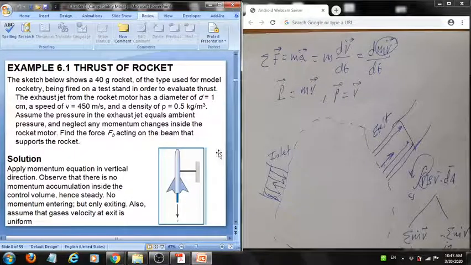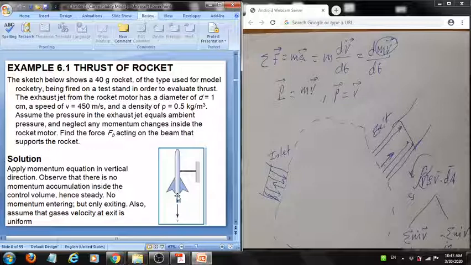Okay, let's take this example, 6.1. We have a toy rocket, fireworks. Its mass is 40 gram. We need to measure or evaluate its thrust. We have fixed it to a wall by a beam. Under firing, we have a gas jet coming out of it, as you see.